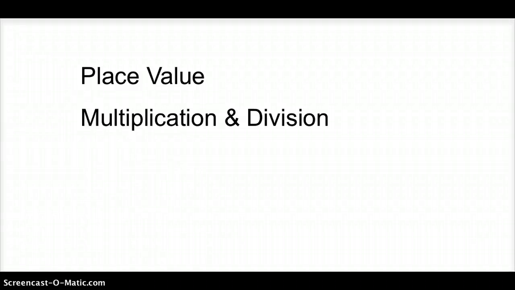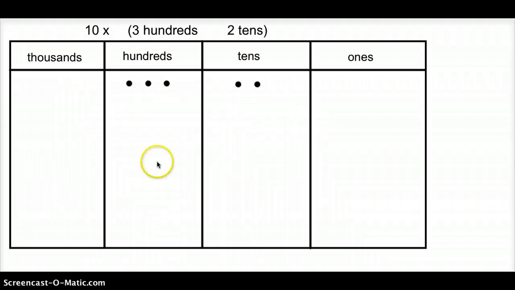Let's take a look at multiplication and division using our place value charts. On this place value chart, I have 3 discs in the hundreds place, and I have 2 discs in the tens place. The unit form of this number is 3 hundreds, 2 tens. The standard way we would say it, or in the number form, would be 320.